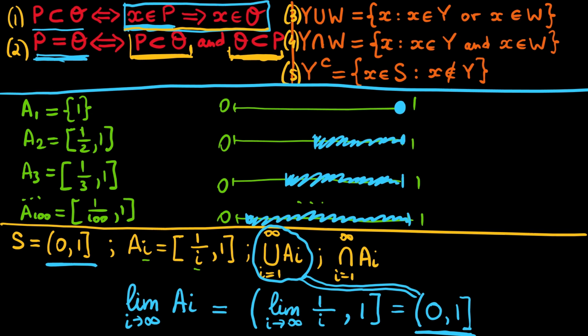Okay, and what about the intersection? Now we're looking for the elements that are elements of every single set, and so we can look at the smallest one in this case, which is A1, which just contains the element 1. So the intersection of all of these will just contain the number 1. And that is it.